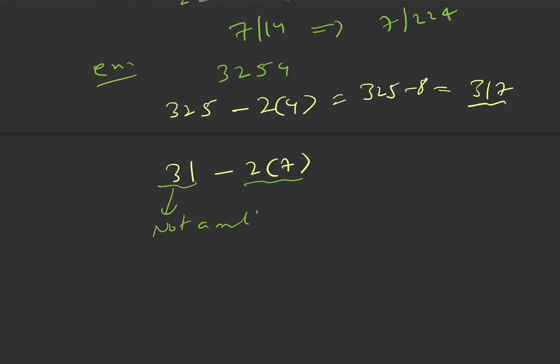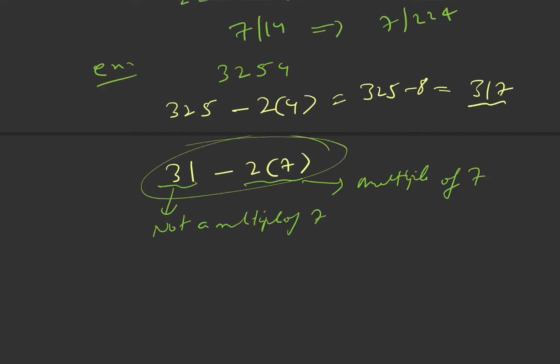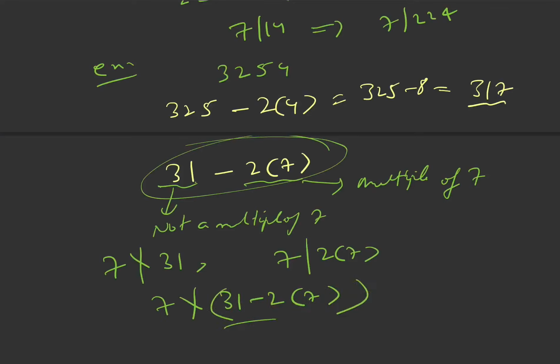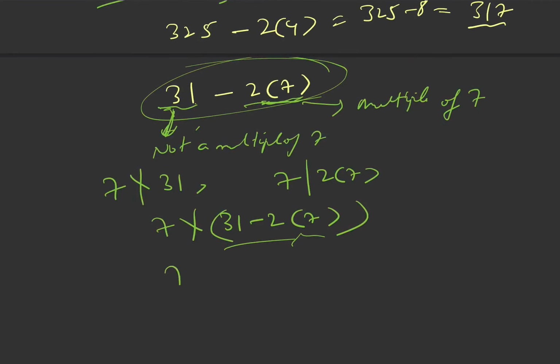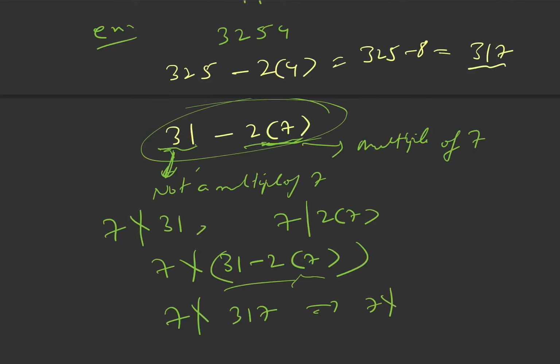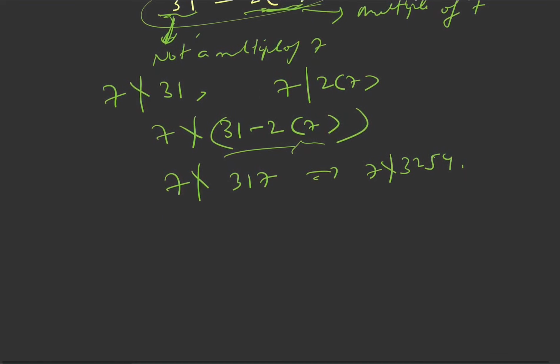So clearly you can see that 31 is not a multiple of 7, and 2 into 7 is a multiple of 7, right? So this entire thing is clearly not divisible by 7. 7 does not divide 31, but 7 divides 2 into 7, so 7 does not divide 31 minus 2 into 7, because this will leave some remainder, whereas this will be completely divisible by 7. So then 7 does not divide 317, this means that 7 does not divide the original number, that is 3254. So I think that the test of divisibility of 7 is very clear.